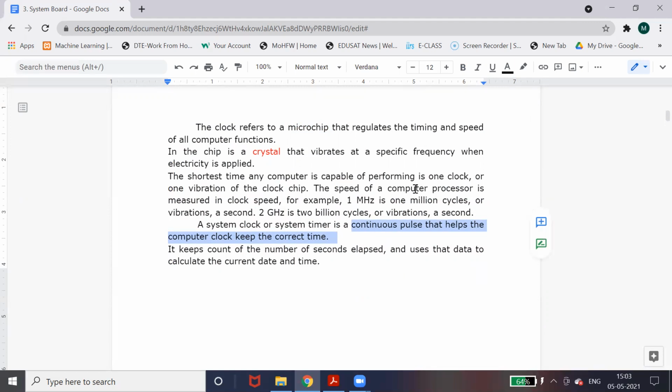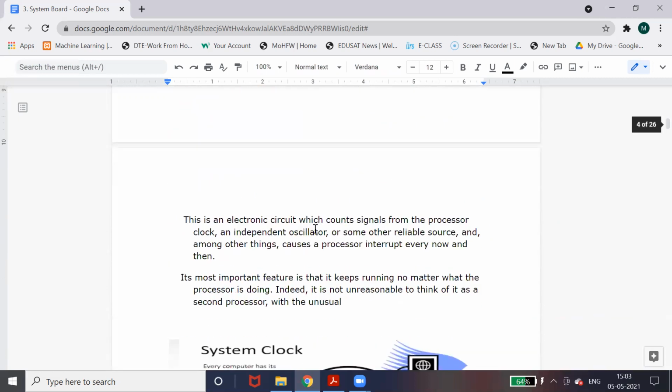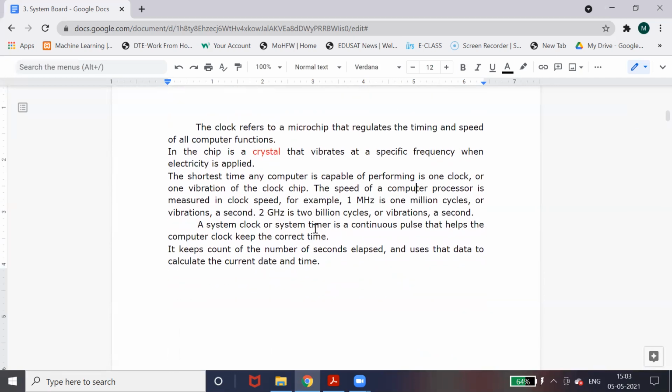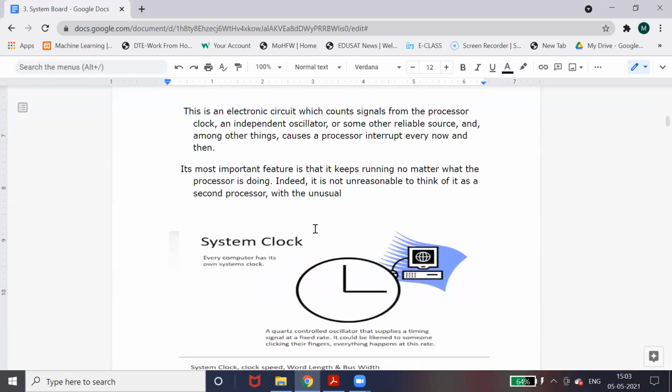Now, for processor clock, the clock speed can be measured like this: 1 megahertz or 2 gigahertz. 1 megahertz means 1 million cycles per second. 2 gigahertz means 2 billion cycles per second. So in that way, your operations will get performed. It means for 1 second, 1 million cycles will be repeated, or for 1 gigahertz, a billion cycles will be repeated.